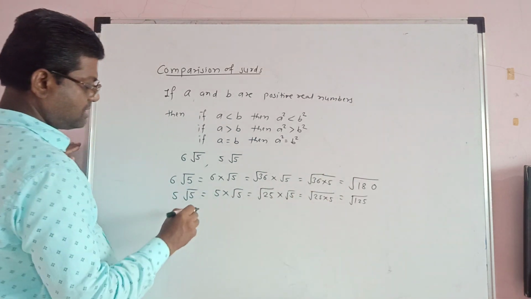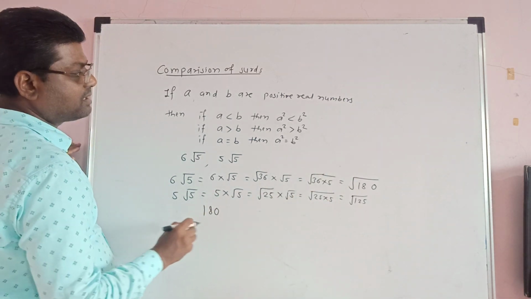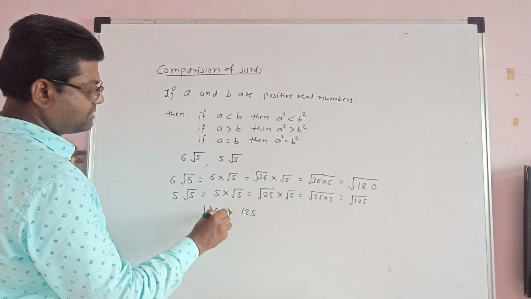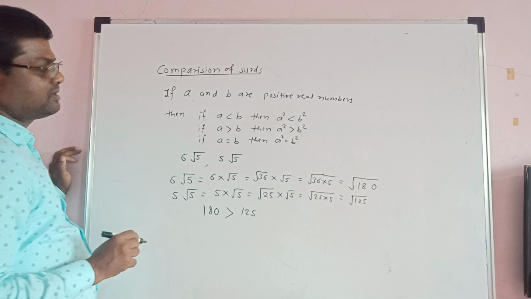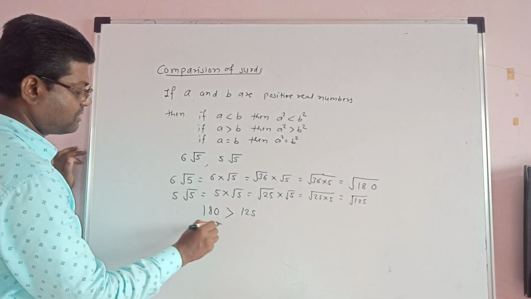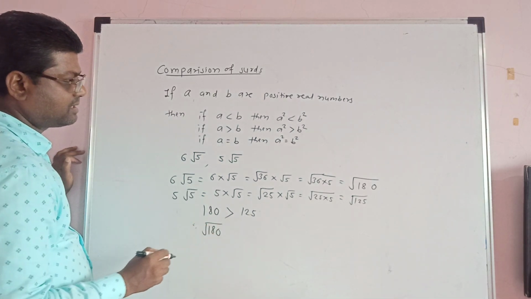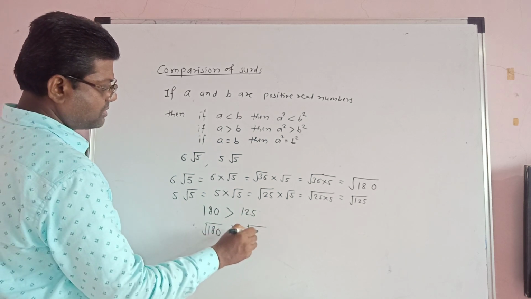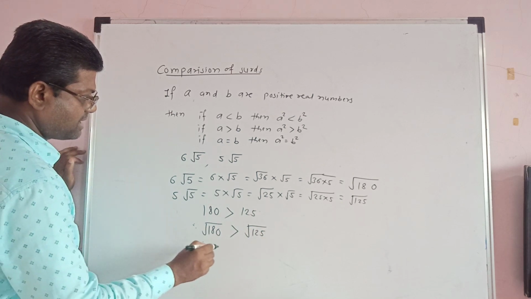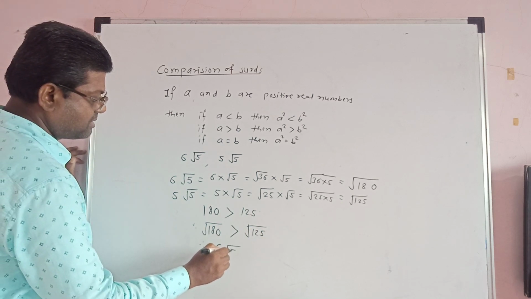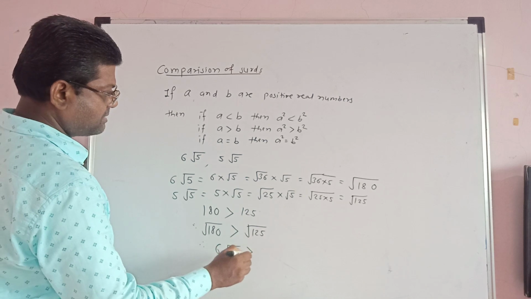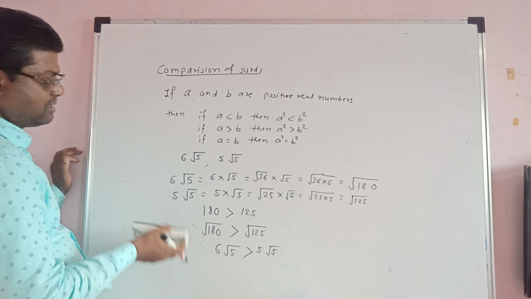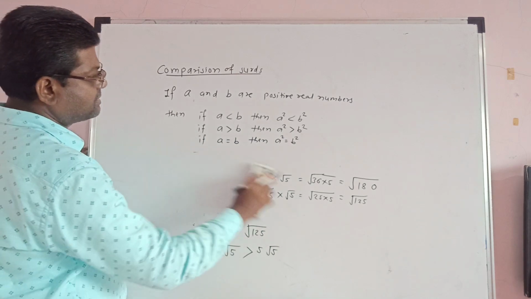Now compare 180 and 125. 180 is greater than 125. Therefore, the square root of 180 is also greater than the square root of 125. Therefore, 6 root 5 is greater than 5 root 5. In this way, we can compare the surds.